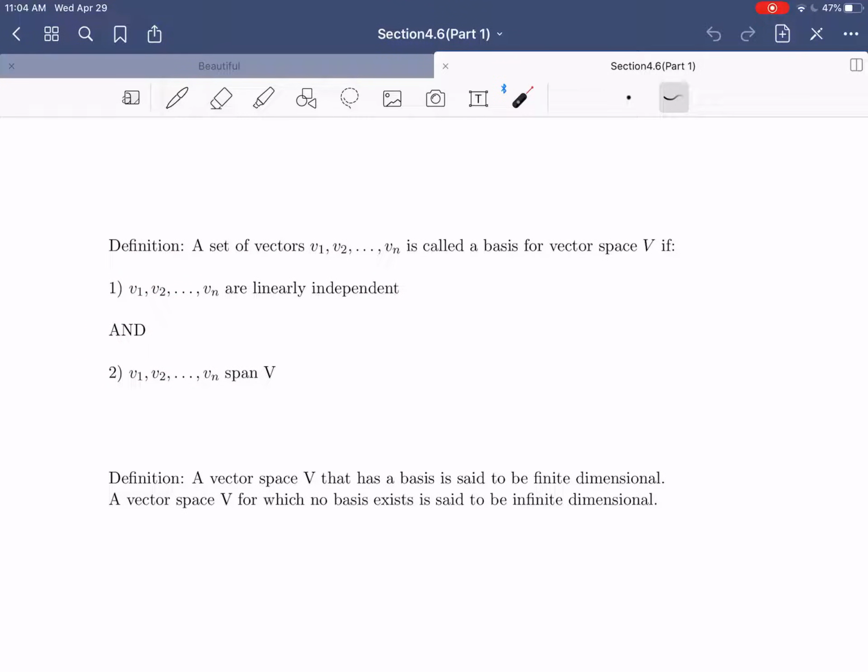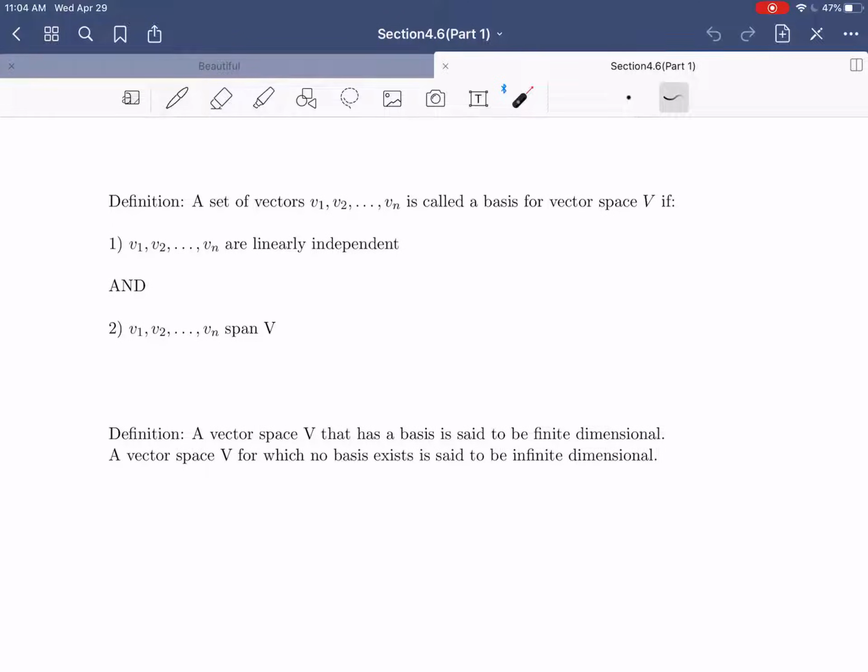So you can see how this concept of being a basis combines what we've been doing in the previous two sections. In other words, a set of vectors is a basis if they're linearly independent and they span the overall vector space. A follow-up definition to this is if a vector space has a basis, it is said to be finite dimensional, and we'll see in a moment that dimension is a well-defined concept.